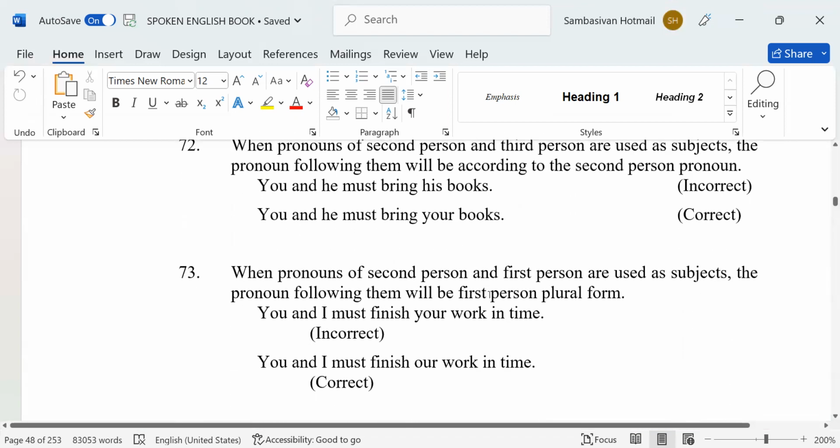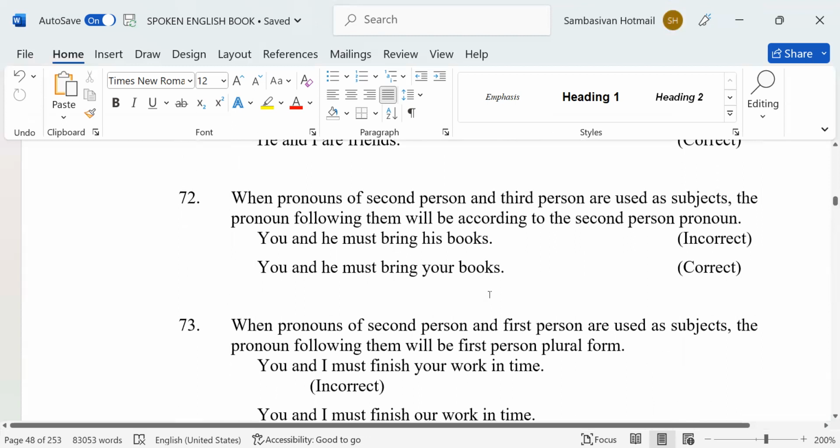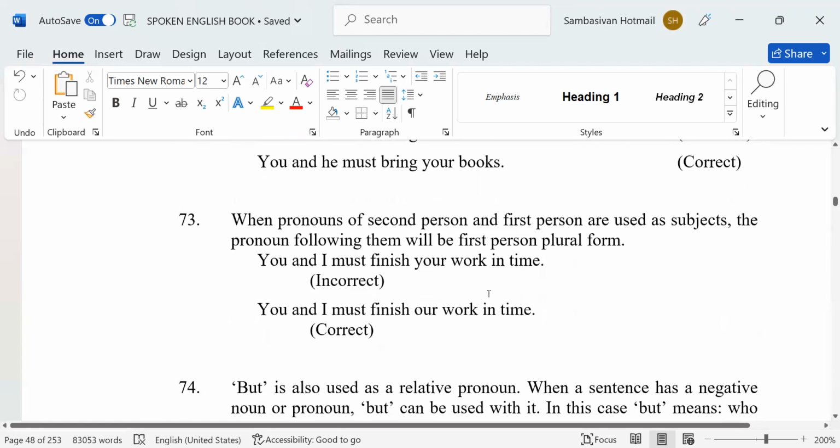Correct. 72. When pronouns of the second person and third person are used as subject, the pronoun following them will be according to the second person pronoun. You and he must bring his books. Incorrect. You and he must bring your books. Correct. When pronouns of the second person and first person are used as subjects, the pronoun following them will be first person plural. You and I must finish your work in time. Incorrect. You and I must finish our work in time.